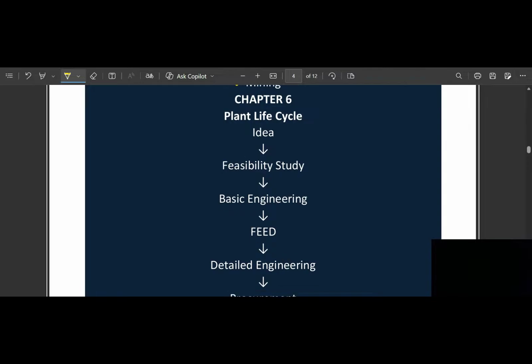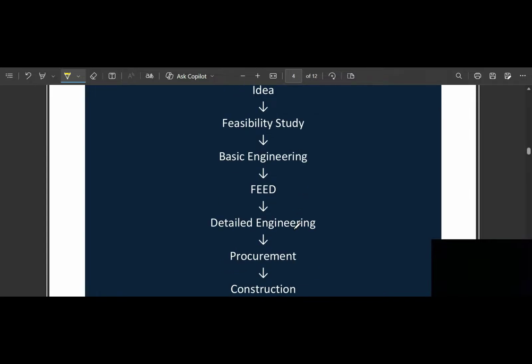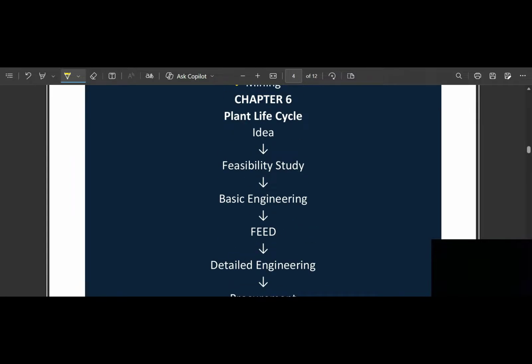So what is a plant life cycle? This is the most important thing. What is a plant life cycle? You will get one idea about any industry. Like if you want to establish any refinery or petrochemical plant or any industry, you will get some idea about it, that I want to establish this industry, or I got an opportunity to establish this industry.